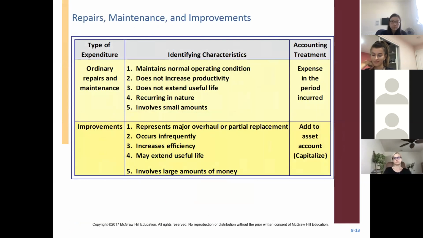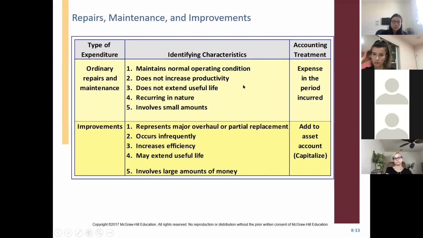Now, this is real important because it affects a lot of the journal entries: repairs versus maintenance versus improvement. The difference between repairs and maintenance and improvements is quite important. They have two different treatments. Ordinary repairs just maintain the normal operating condition of the asset. They don't increase productivity or the life. It's the kind of thing you have to do once in a while, and the dollars are not terribly big.